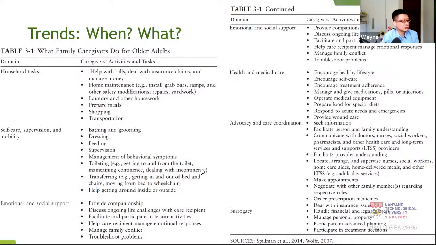Okay, what do family caregivers do for older adults? Really long laundry list here. You could read it, I won't read it for you. I just want to point out that there are different categories of tasks. So when we say caregiving or caregiver, let's not imagine they're a homogeneous group. They're really a varied group. Who, what, when, right? It's very varied. Even among caregivers of patients with a certain illness, like caregivers of stroke patients, even those are very varied. So we are really talking about heterogeneity here.